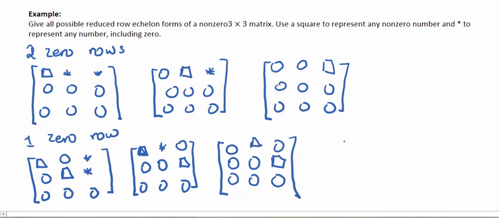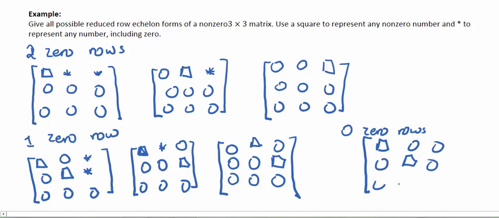The last possibility would be to have 0 rows of zeros, in which case I have to have a pivot in every row and every column. So it would look like this.